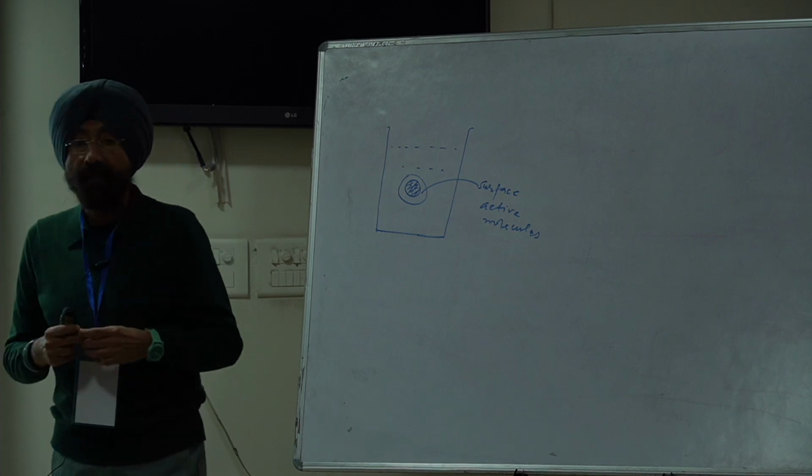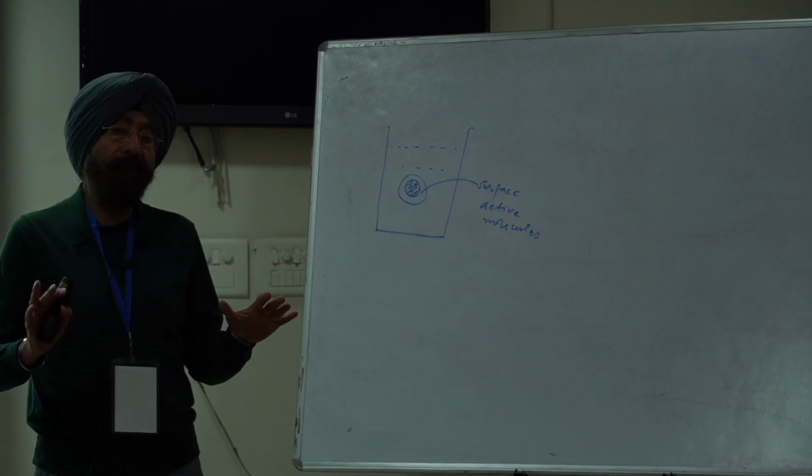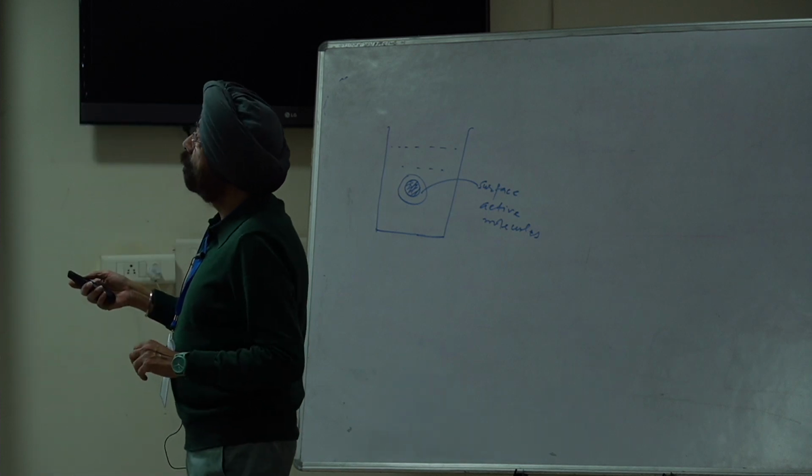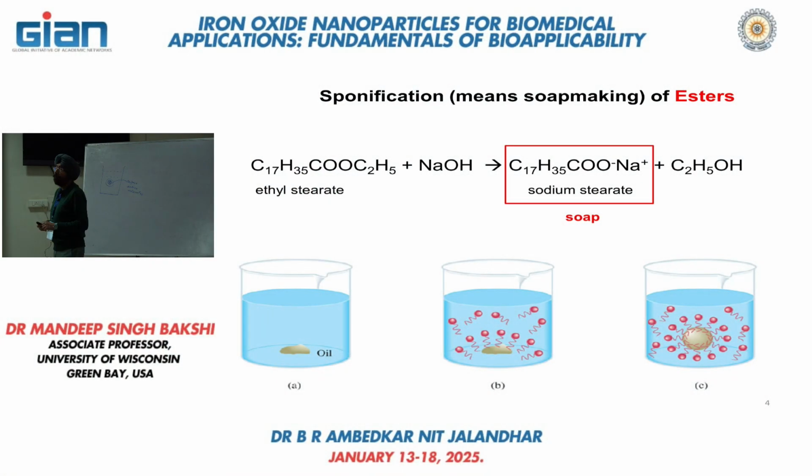How can we synthesize them? The most prominent example for the synthesis of an amphiphilic molecule is saponification. It's the soap-making chemical reaction, and it's an esterification. You know that we can take the ethyl stearate and treat it with sodium hydroxide, and this way we can create the soap. It's the salt, the sodium stearate. We create the sodium stearate.